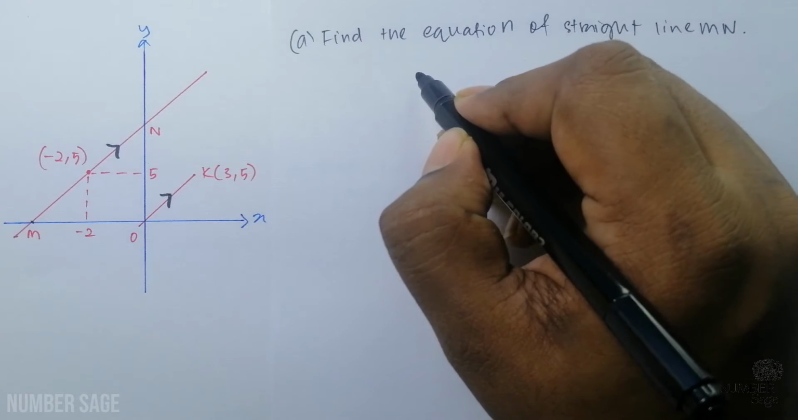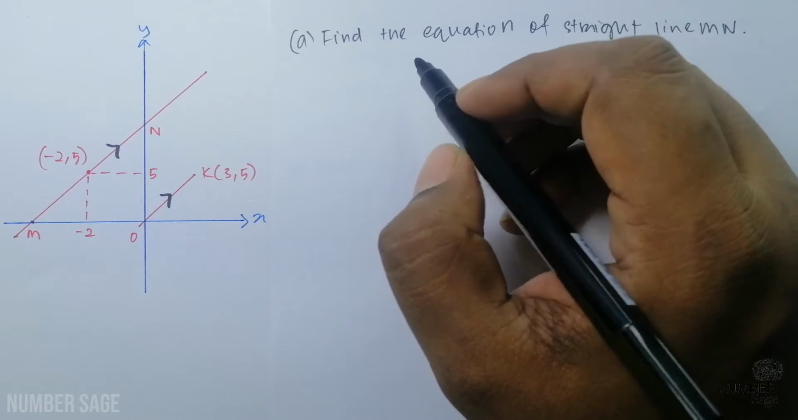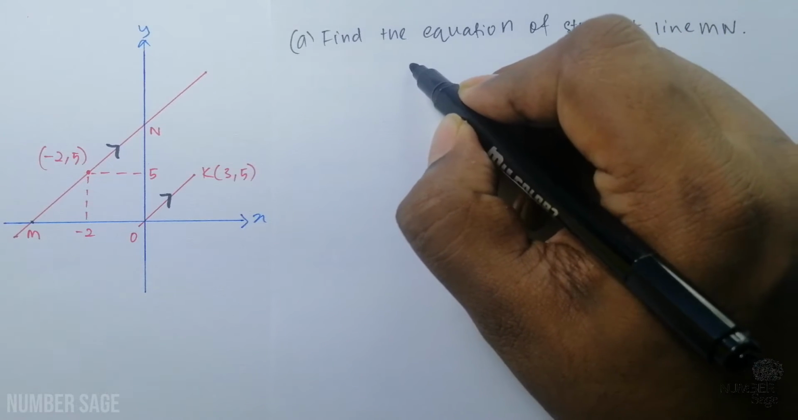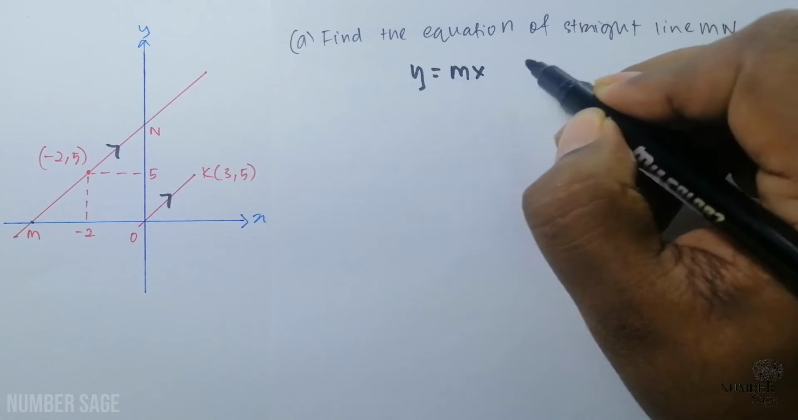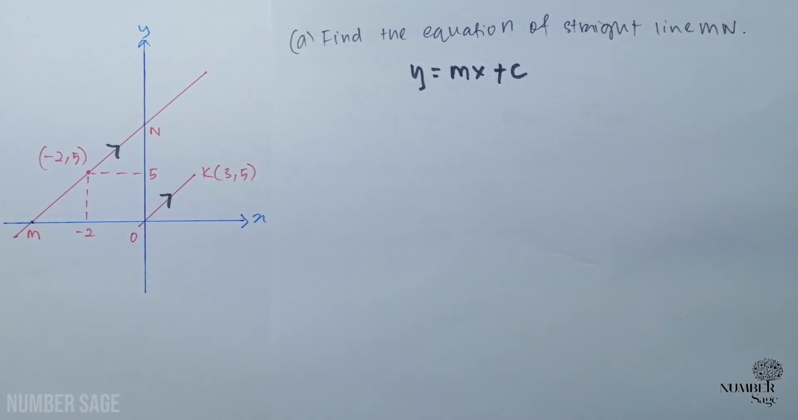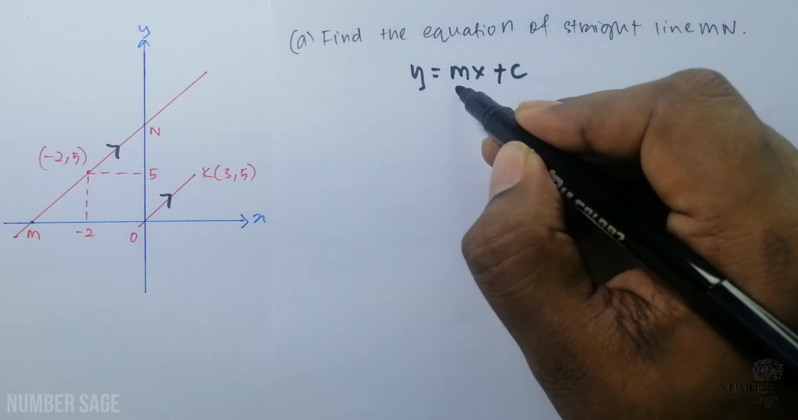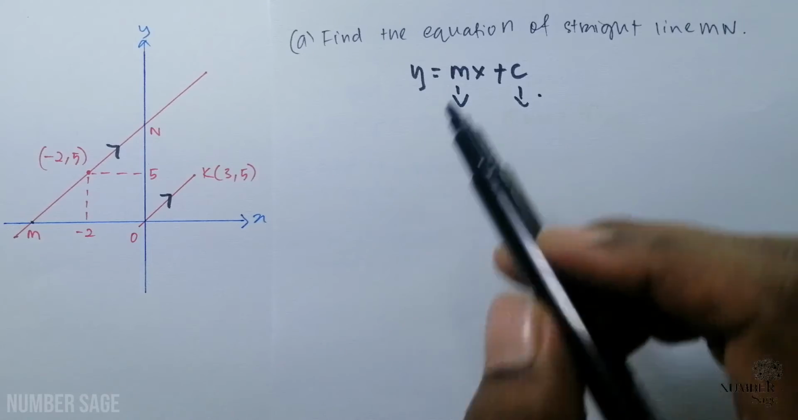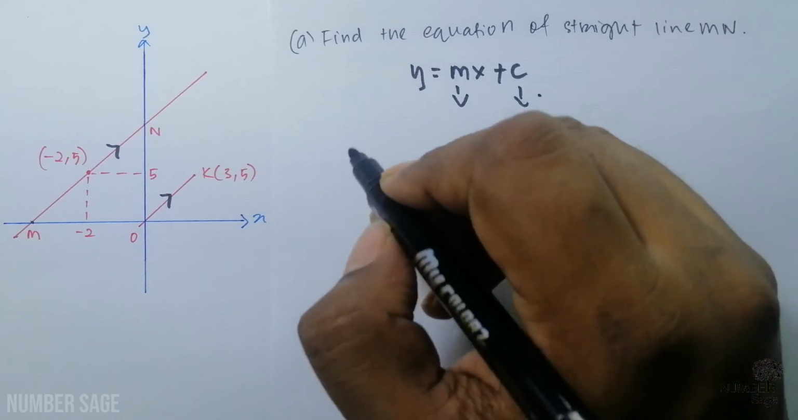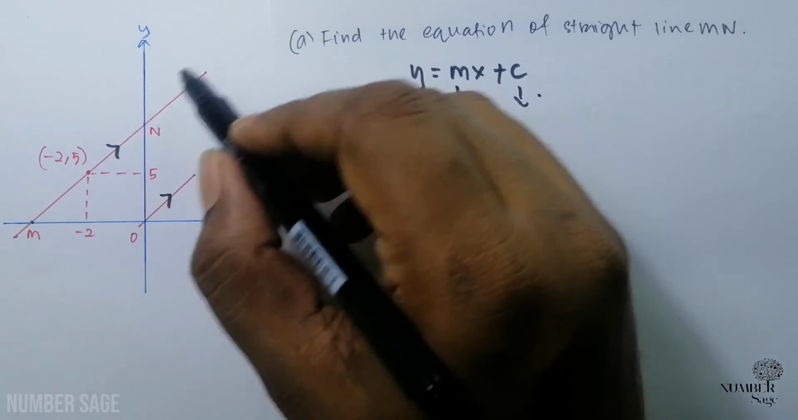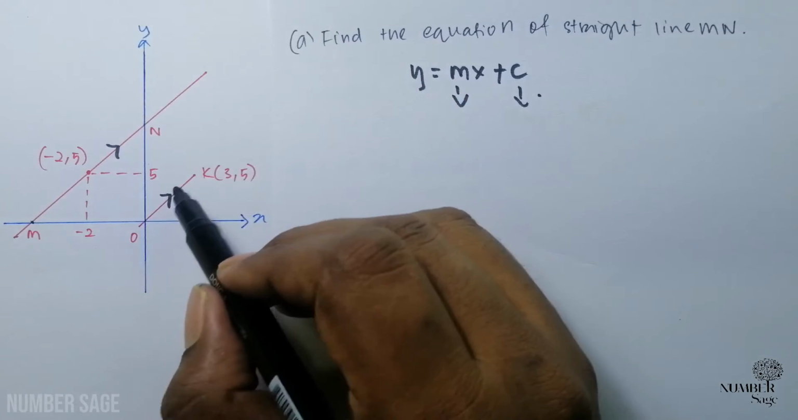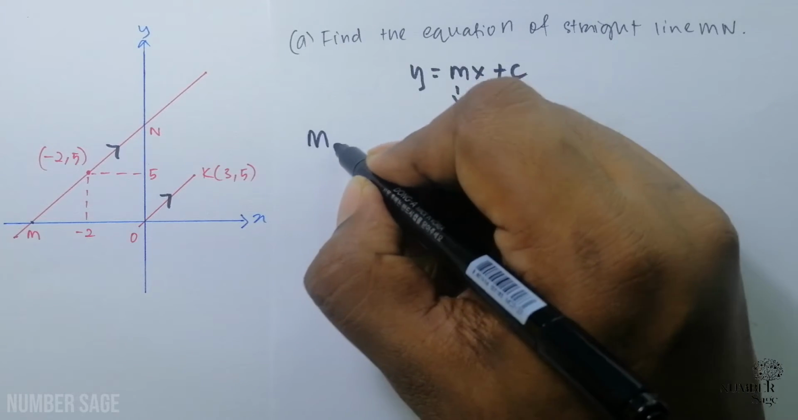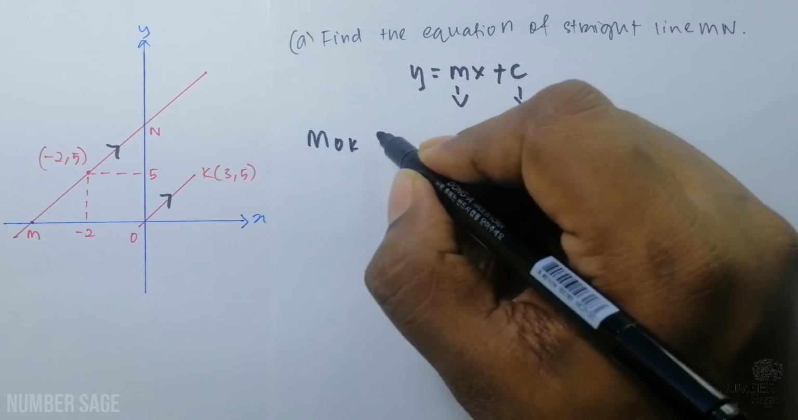As we learned in the chapter 1 video and in our past examples, we need to use y equals mx plus c in order to get the straight line equation. First we need to find the gradient, and second is the y-intercept. Let's start by finding the gradient first. Since both these lines are parallel, the gradient of OK is equivalent to the gradient of MN. So let's find the gradient of OK.